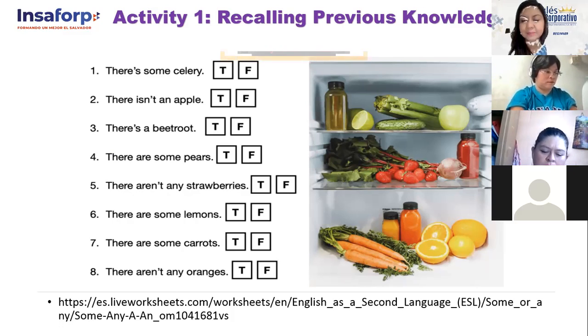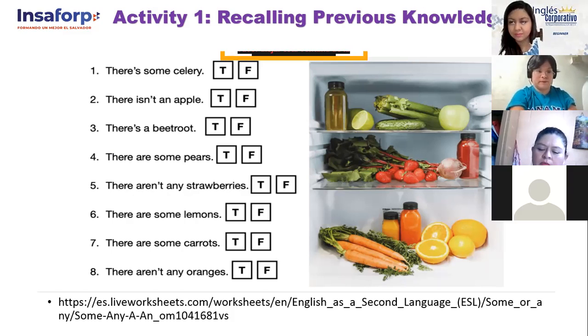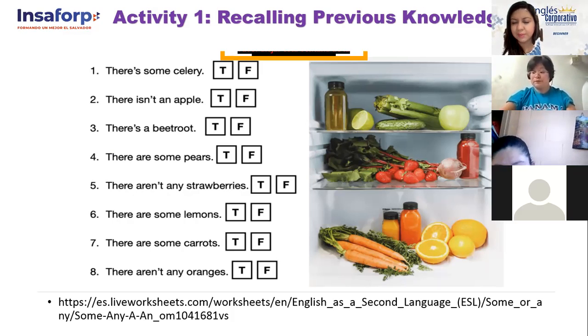Juan Martinez? We cannot hear you, Juan. No le escuchamos, Juan. Tal vez ahí puede arreglar su audio. Okay, Evelyn.